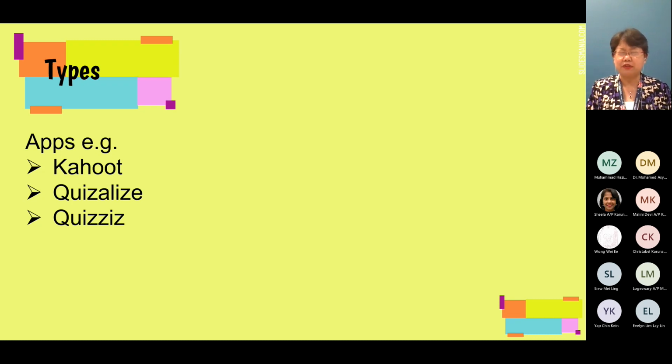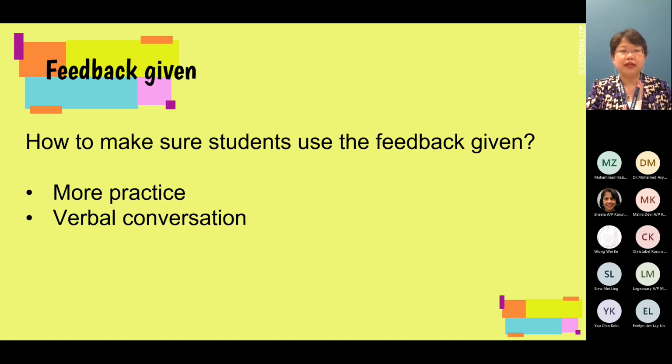Quizit, I haven't used it for quite some time, so you can check out Quizit also. And I'm quite sure there are other methods also, such as Formative and Verso. But some of these you need to pay for to get the full package.